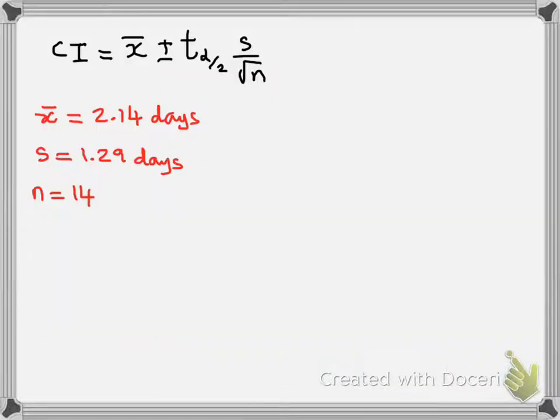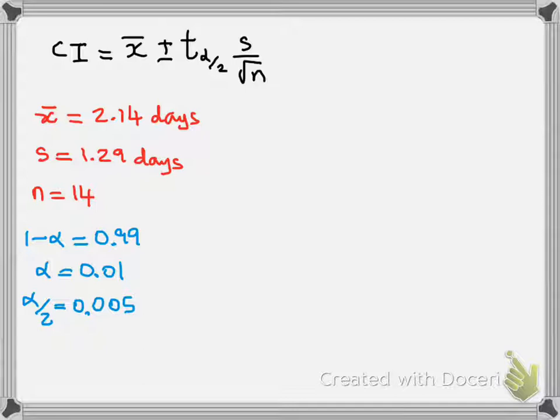So now, all the information we have is as shown. The confidence level for the problem is 99%. So confidence level is 1 minus alpha, which is 0.99. That means that alpha is 0.01 and half of alpha is 0.005, which is 0.5%. That is the area you are going to have in the tails for the data.